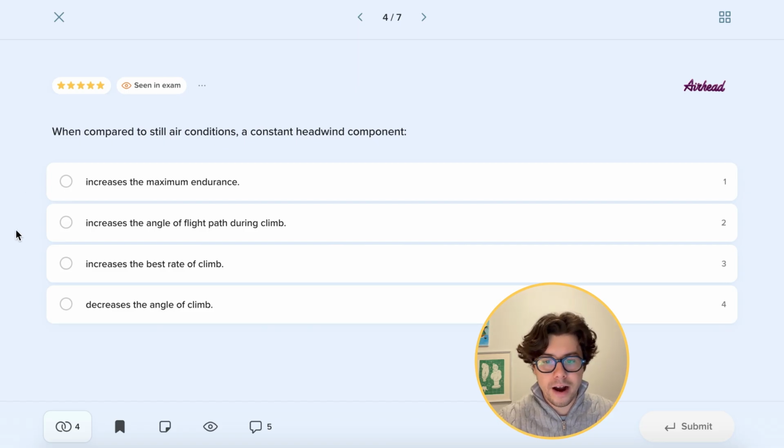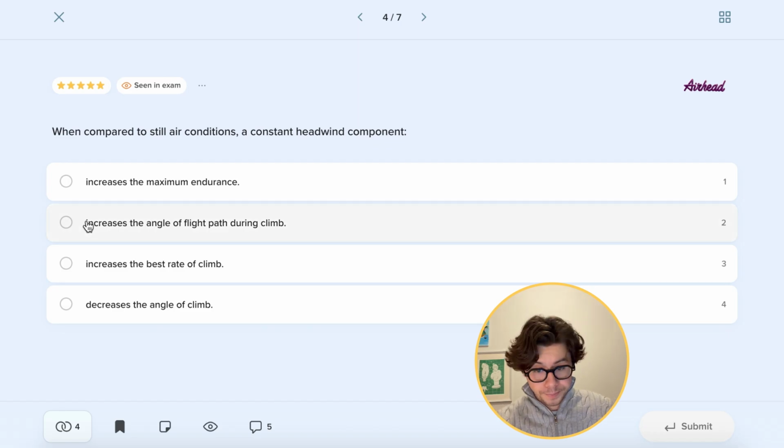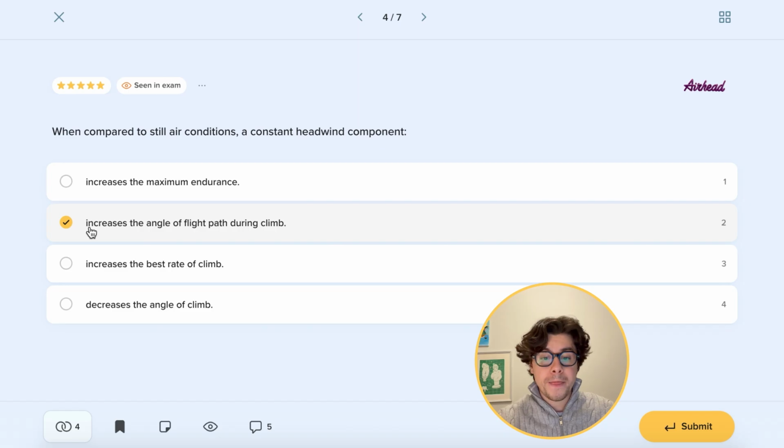So knowing this, of course, we can immediately take the first answer out of the question, increase the angle of flight path during the climb. And this might be true. And the reason it's true is because the flight path angle is the angle that we're actually flying through, and any headwind or tailwind component will actually make the flight path through the air steeper or shallower, depending if we have tailwind or headwind. The best rate of climb is always through the air, meaning no matter if we have tail or headwind component, it will always be the same.